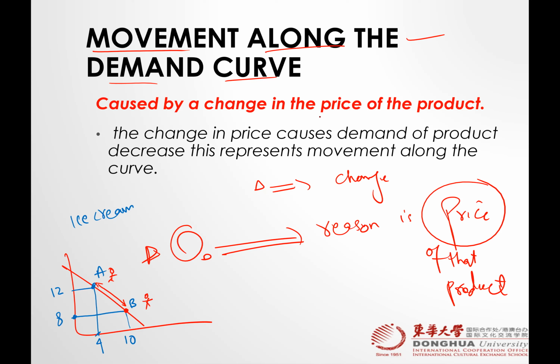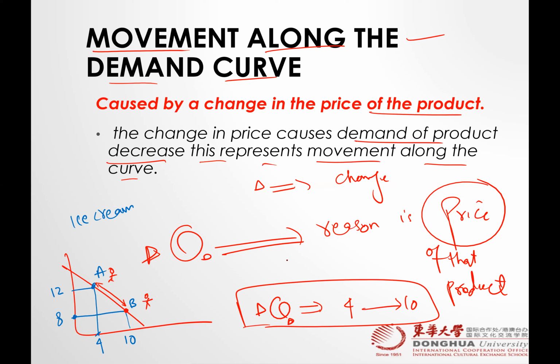So here, movement along the demand curve is caused by a change in the price of the product. So the change in price causes the quantity demanded of the product to change. This represents movement along the curve. In simple words, the quantity demanded has changed from 4 units to 10 units. And what is the reason?